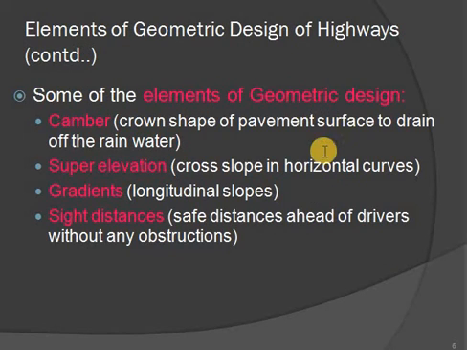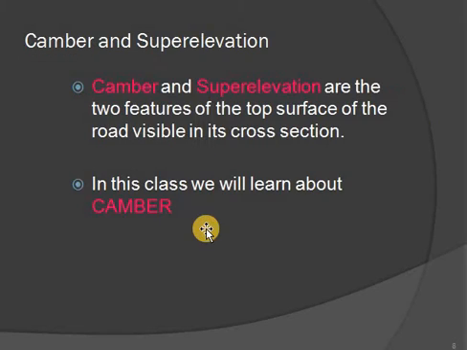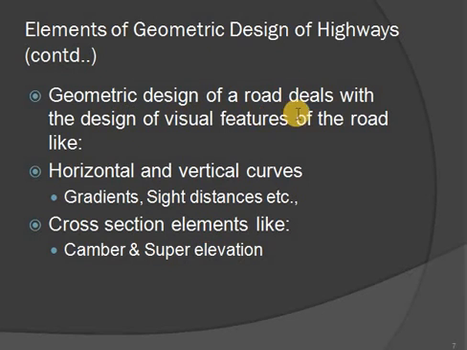Some of the elements of geometric design are camber, the crown shape of the pavement surface to drain off rainwater; super elevation, cross sloping; horizontal curves; gradients, longitudinal slopes; and side distances, safe distances ahead of drivers without any obstructions. Geometric design of a road deals with the design of visual features of the road like horizontal and vertical curves, gradients, side distances, etc., and cross section elements like camber and super elevation.